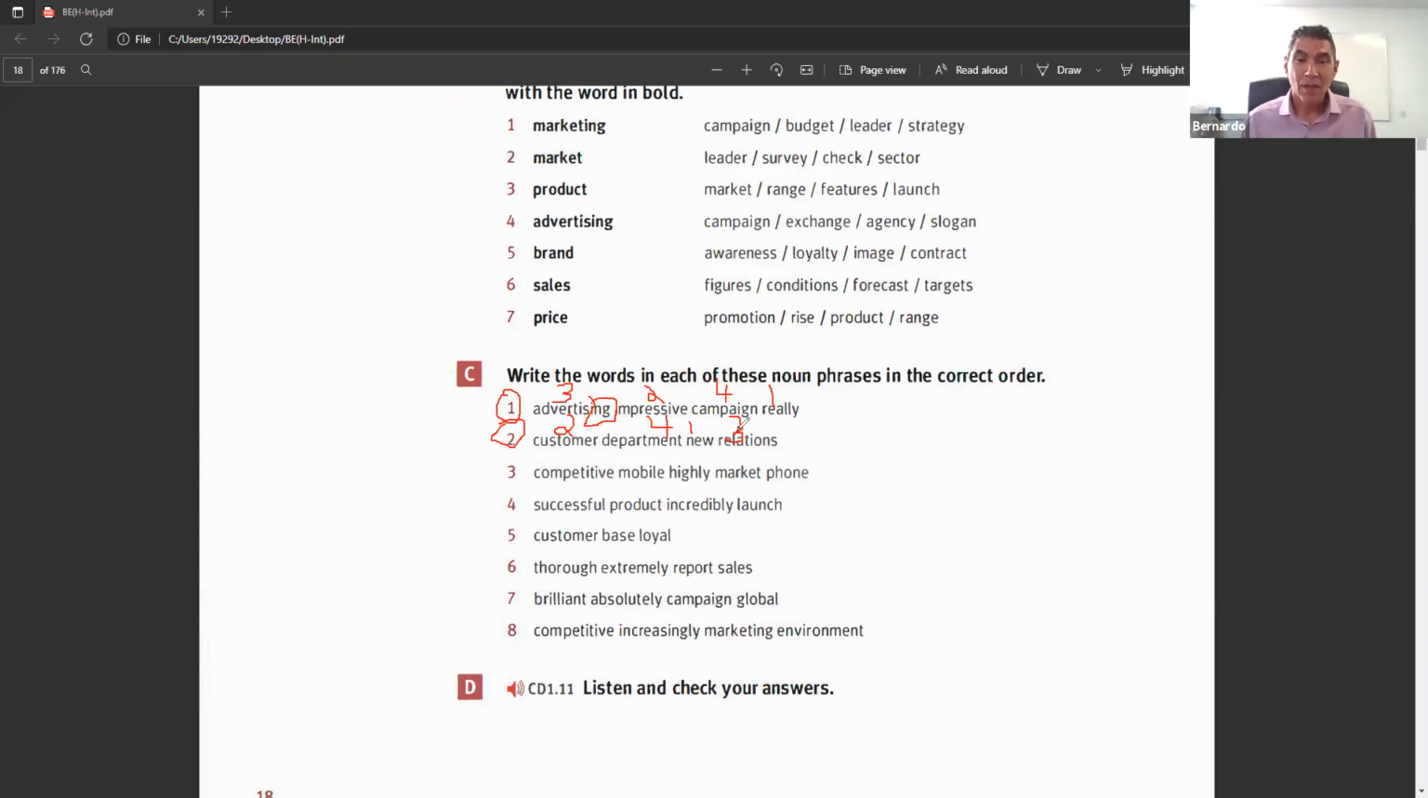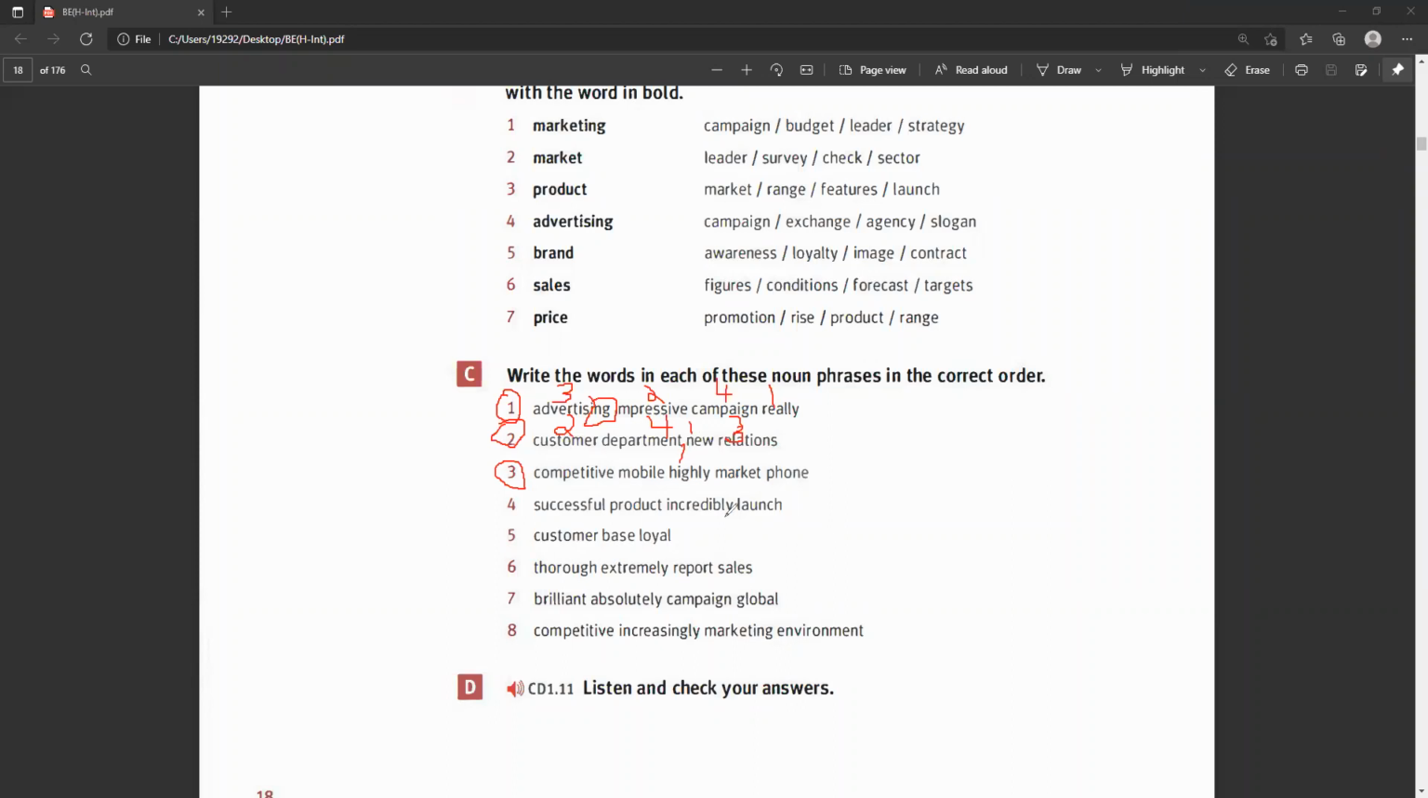Okay, one more and then that's it. We'll do the last one here. How about number 3? Competitive, mobile, highly, market, phone. Is highly competitive? Yeah, highly is a good one. We know that that's an adverb, so that's going to be the first one. Number 1, highly.